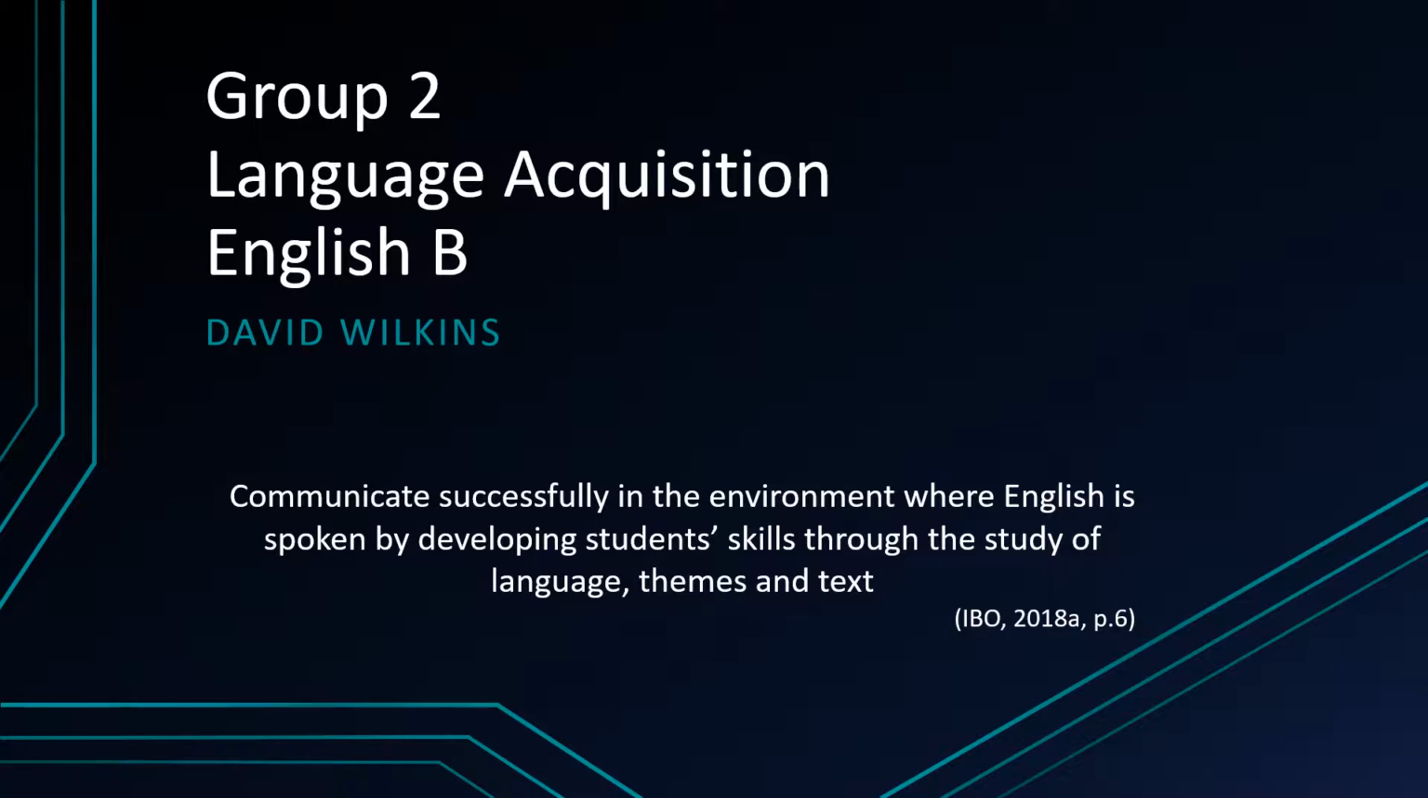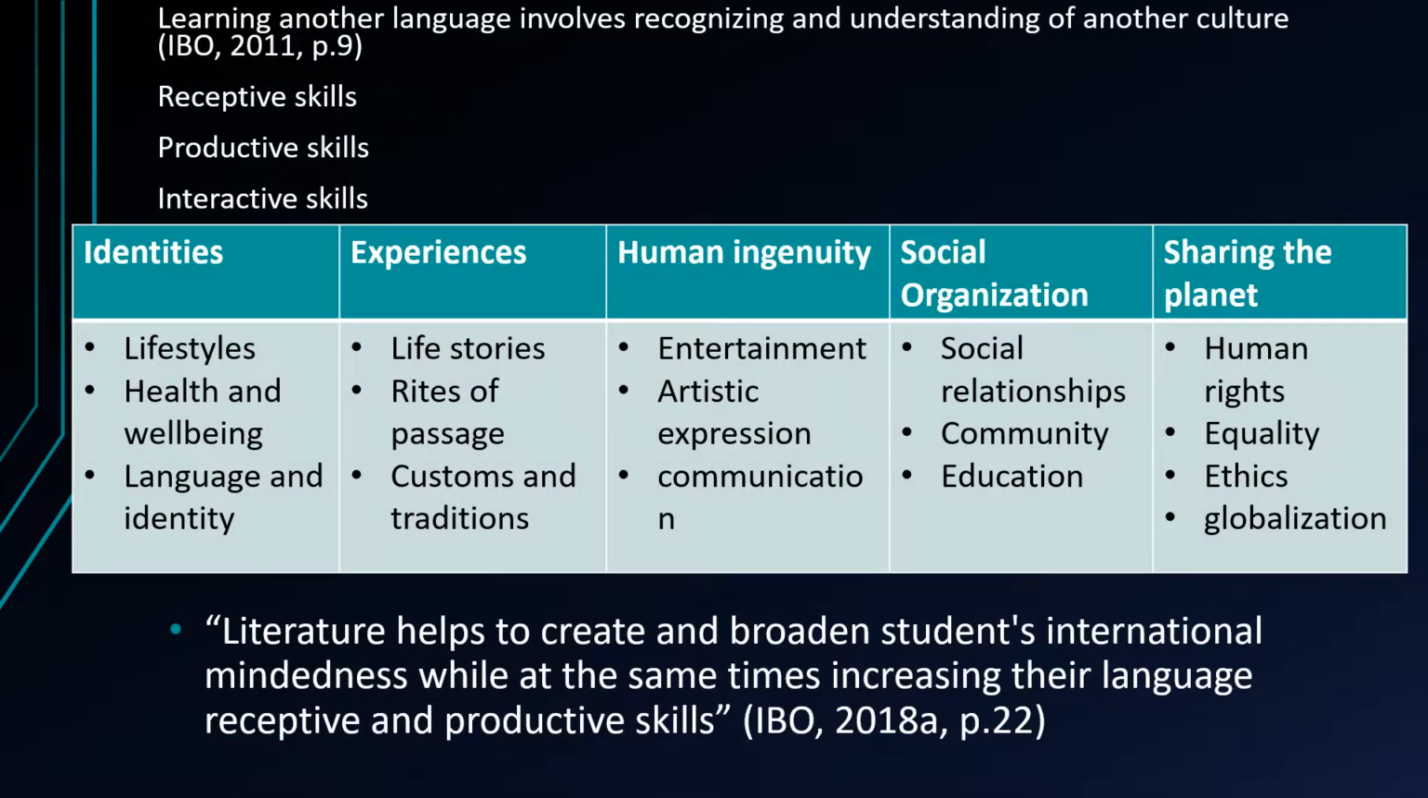It aims to enable students to communicate successfully in the environment where English is spoken by developing students' skills through the study of language, themes, and text. The process of learning another language involves recognizing and understanding another culture. Personal reflection and subsequent understanding of the similarities and differences of one's own culture and how this is not shared by the rest of the world develops intercultural awareness and international mindedness, as well as the desired communicative skills.